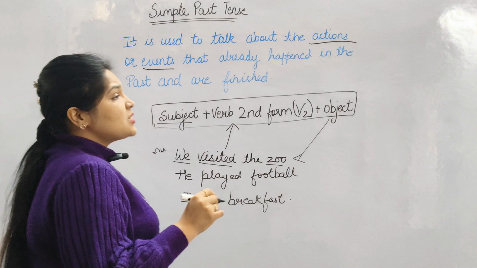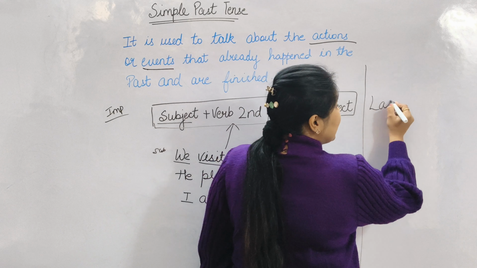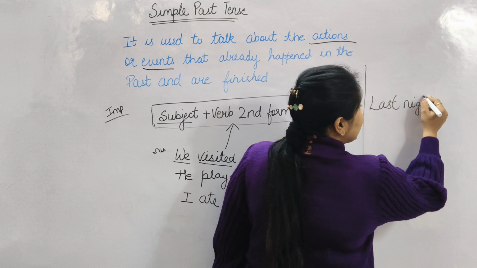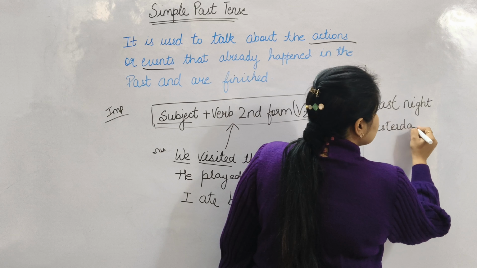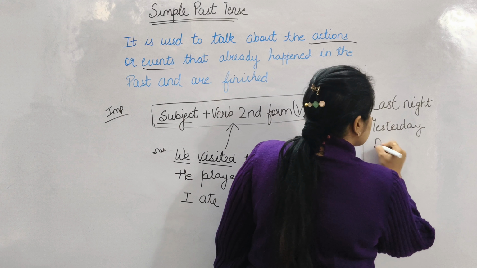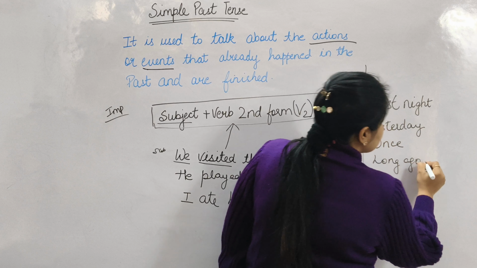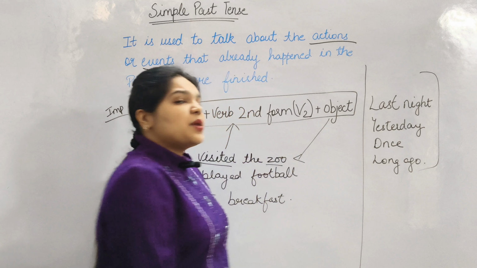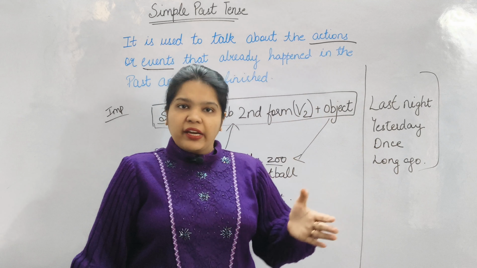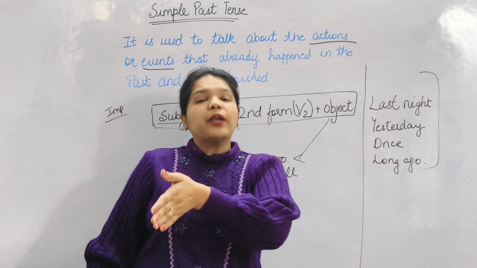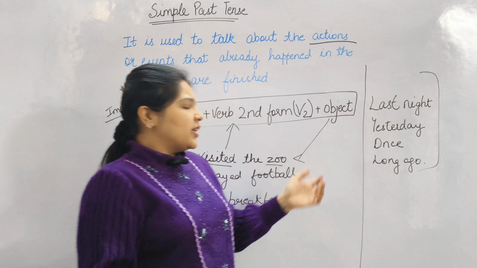In the simple past tense, what types of words do we use? Like last night, yesterday, once, long ago. These types of words or phrases are used in the simple past tense. Last night, I met my friend. Means yesterday, I met my friend. Or last night, I had a party. Like these types of sentences.